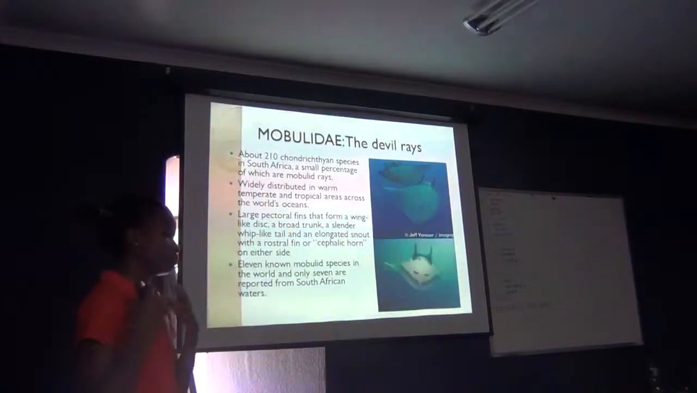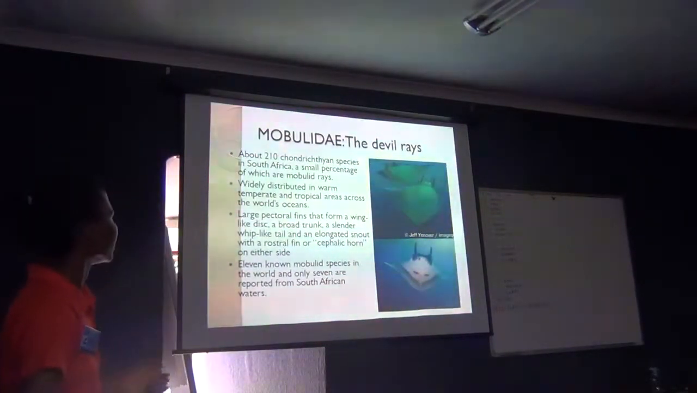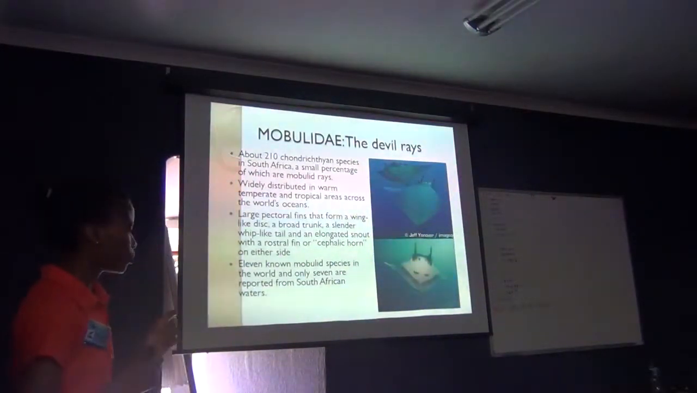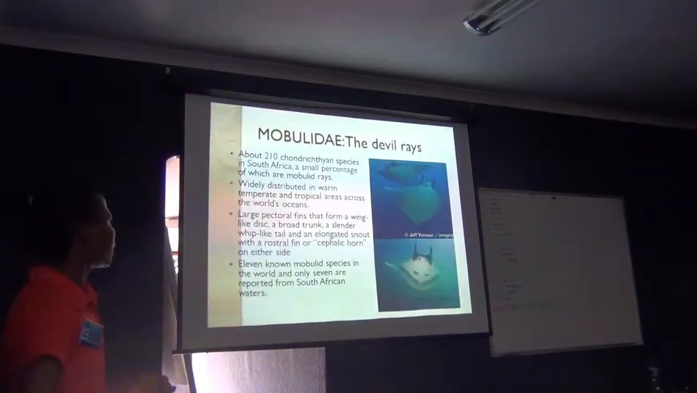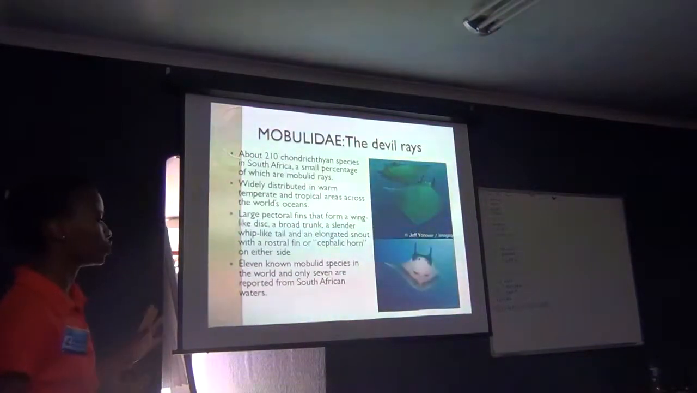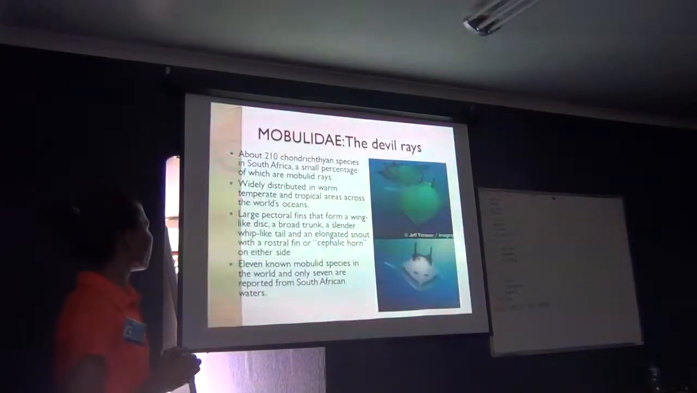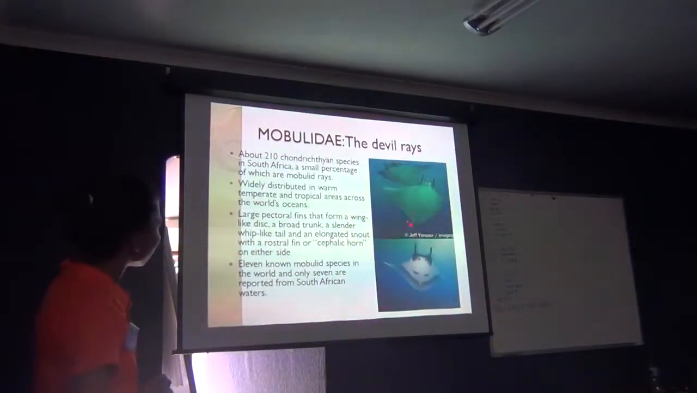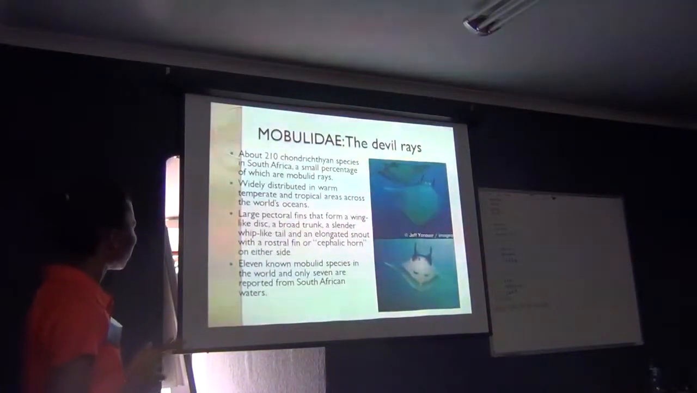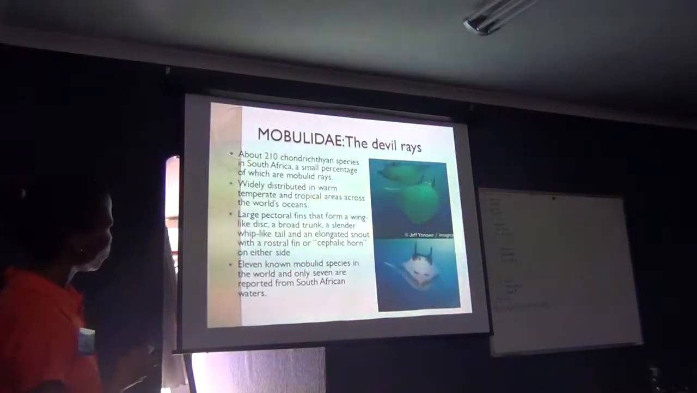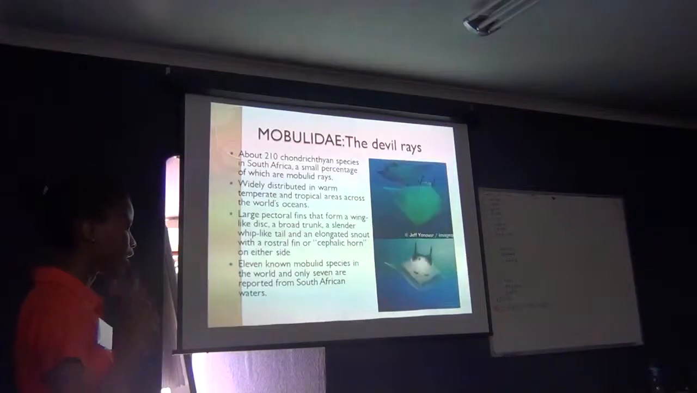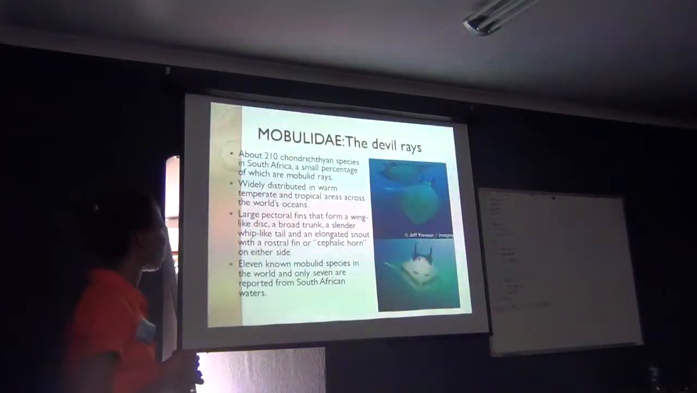South Africa is very rich in marine biodiversity, with about 210 contributing species, and a very small percentage of those are mobulid rays. These rays are widely distributed in warm, temperate, and tropical areas across the world's oceans, so we find them almost everywhere. They are characterized by large pectoral fins, a slender whip-like tail, and an elongated snout or rostral fin on each side of the head. That's where the name devil rays comes from. So they look like the devil in a way.